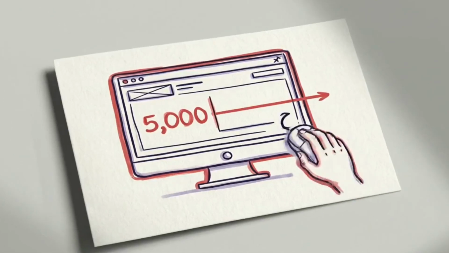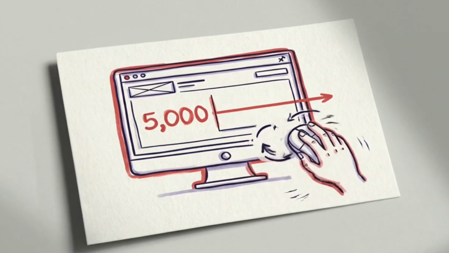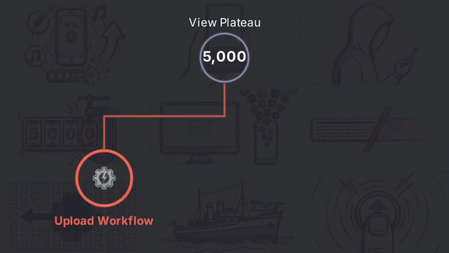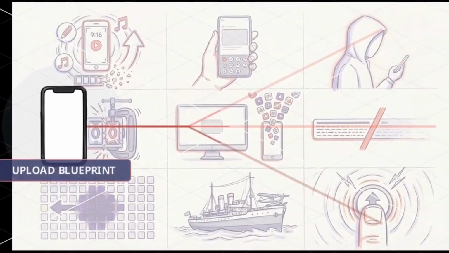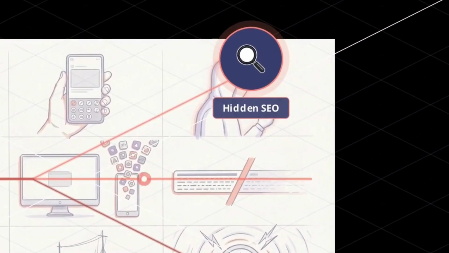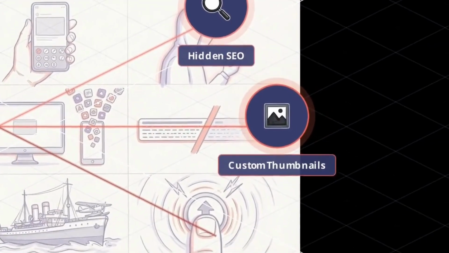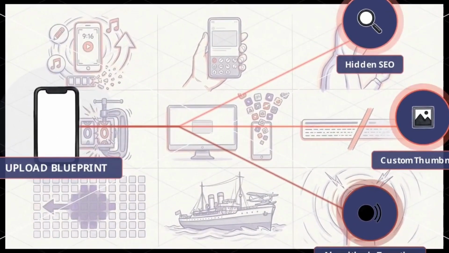You've been posting shorts consistently for months, but every single upload stalls out at exactly 5,000 views. This specific plateau suggests a failure in your upload workflow rather than your creative content. Today, we are walking through the complete, updated process for uploading a YouTube short. We'll cover exactly how to optimize your hidden SEO, bypass platform limits to add custom thumbnails, and trigger the algorithm to find your specific audience.